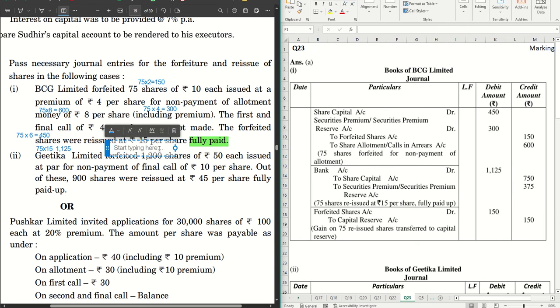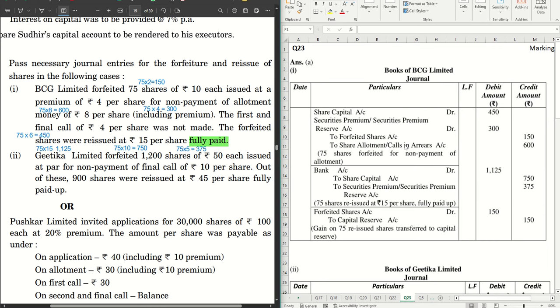These are converted into fully paid shares. So in that case, your share capital will be straight away 75 into 10, which is 750. That will be share capital, and your premium will be simple 75 into 5, which is 375. That becomes your premium. Okay. Tricky part, however, be careful. If you read the question carefully, all your doubts will be cleared.